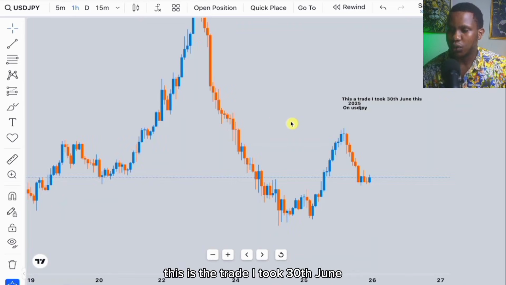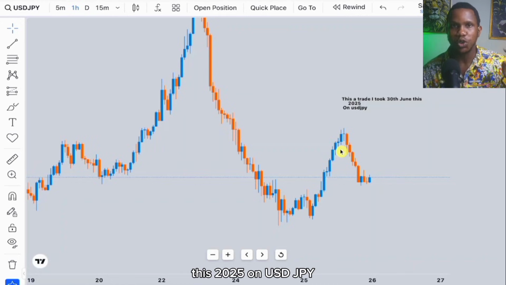This is a trade I took 30th June 2025 on USD JPY.